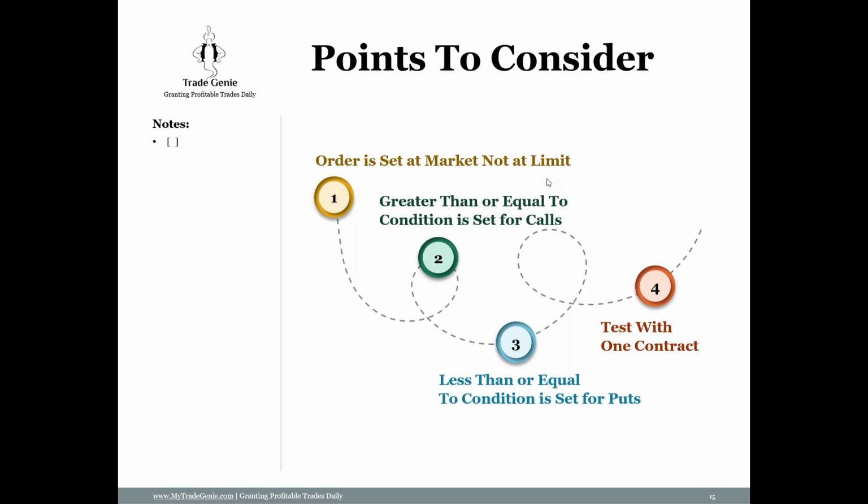If you learn something new about the conditional order, the way it works in your platform, please send me an email. Any email, just hit reply and send if you learn something new on your platform. So the order is set at market, not at limit. The greater than or equal to condition is set for calls. The less than or equal to condition is set for puts. And test with one contract. You need to test first in the simulation account.